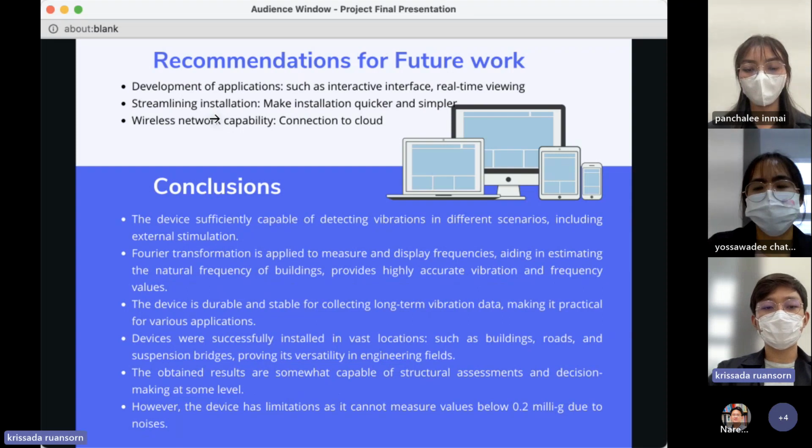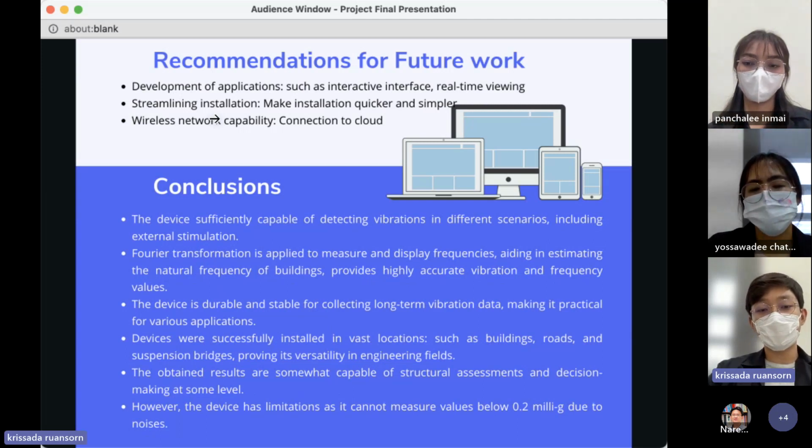So in conclusion, the device is sufficiently capable of detecting vibrations in different scenarios, including external stimulation. The Fourier transform is applied to measure and display frequencies, aiding in estimating the natural frequency of buildings, and provides highly accurate vibration and frequency values. The device is durable and stable for collecting long-term vibration data, making it practical for various applications.